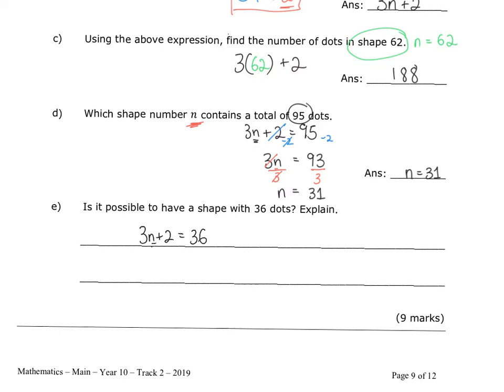Let's find n. So again, subject of the formula, subtract 2 on each side, and then divide by 3. But we have a slight problem there, because we have 34 division by 3. And 34 division by 3 is 11.3 recurring. And is that a shape number? No. 11.3 is not. We should have shape 11 or shape 12. So, no, we can't.